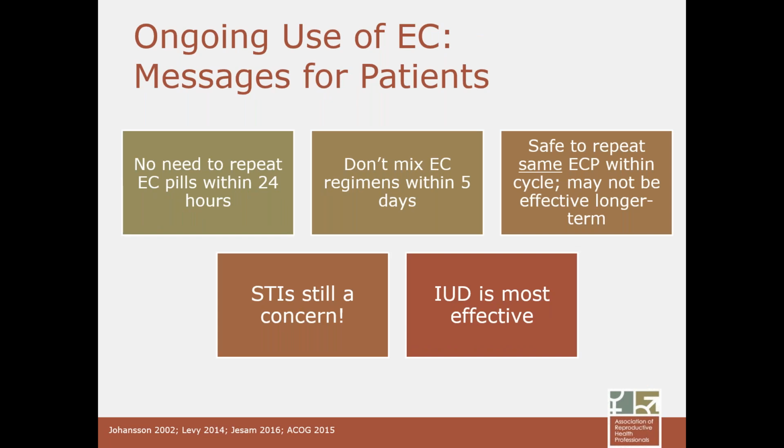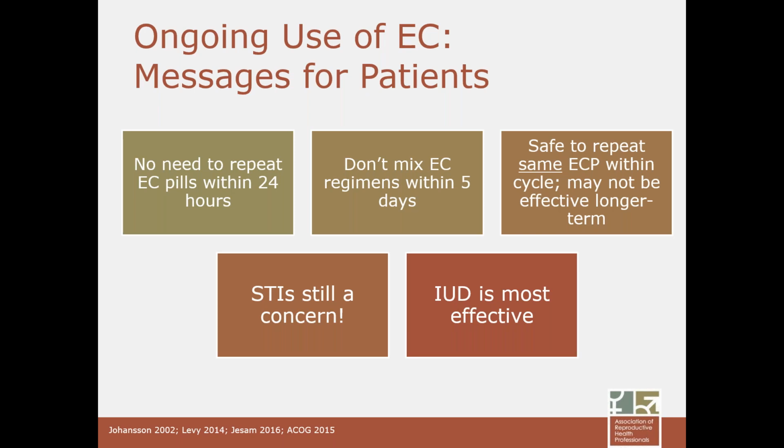So the messages for patients: oral EC generally stays in the body for 24 hours, so there's no need to repeat EC within 24 hours. Because of concerns about mixing progestins and antiprogestins like UPA, it's not recommended that you take them within 5 days of each other. And again, we're going to go into that in the future webinars. The most recent ACOG guideline on EC confirms that using EC more than once within a cycle is safe and reasonable. But we need to remind our patients that this is not the best way to prevent pregnancy. You need something ongoing to be more effective.